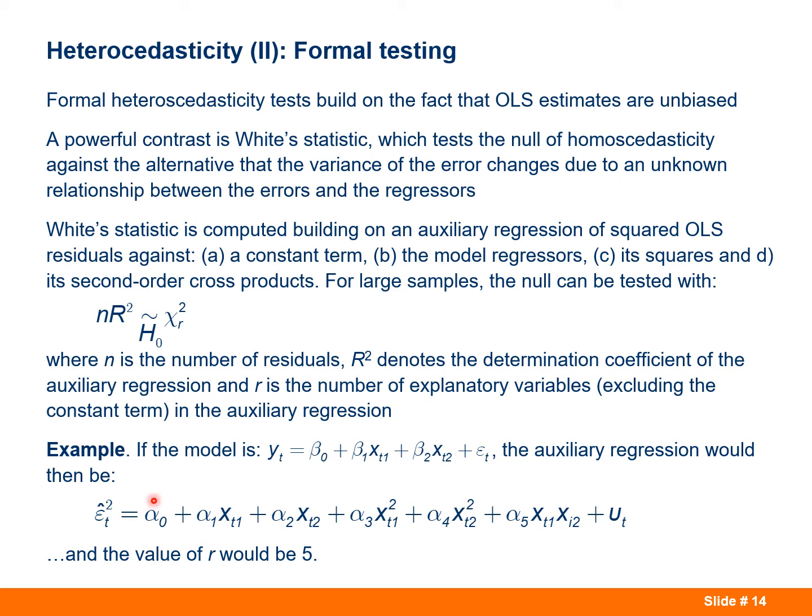For example, if we have a main model like this, and we want to test the null that epsilon t has homoskedastic errors, we would compute the residuals, we would square them, and then regress them against a constant term, the same variables, the squares, and the only cross product. The value of r will be, in this case, 5.